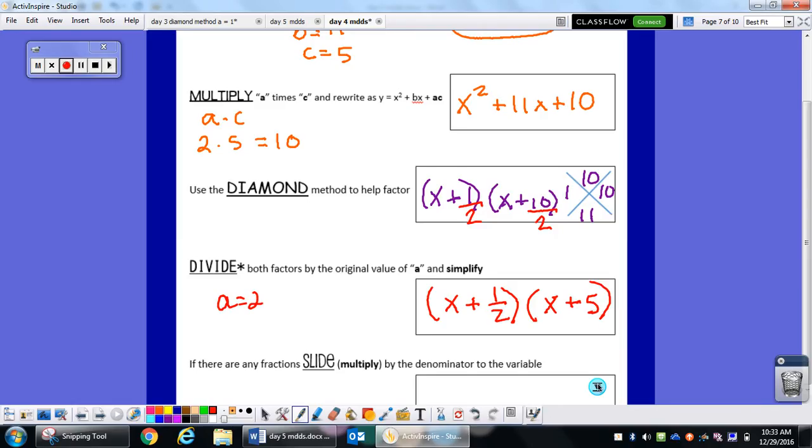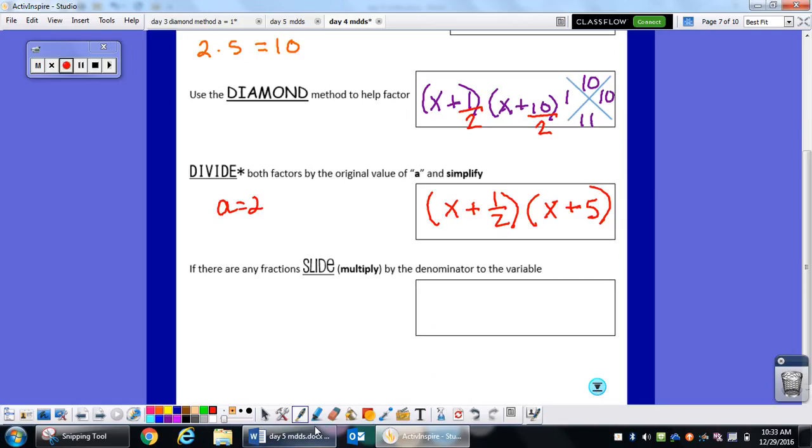And then your last step, you're going to slide the denominator, which really means you're going to multiply the denominator by the variable. So the 2 is the denominator. It's going to slide over in front of the x. So now we have a 2 times an x plus 1. And 5 is over 1. If you slid a 1, it wouldn't change anything. So you can just leave that as x plus 5. And then those would be your two factors of your original equation.